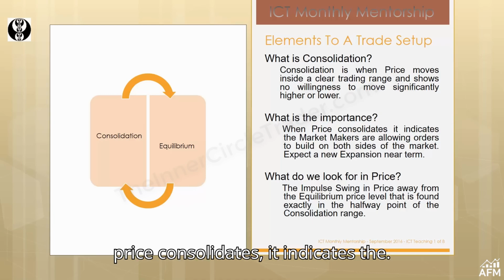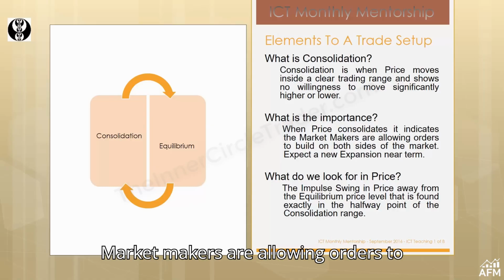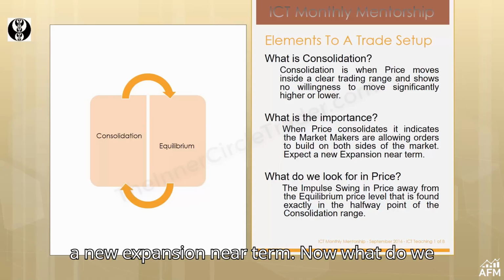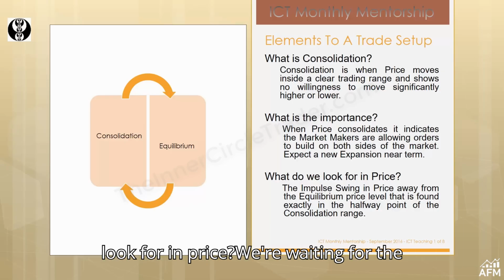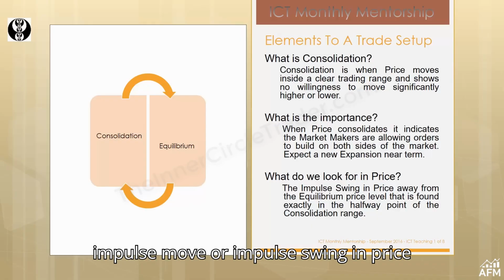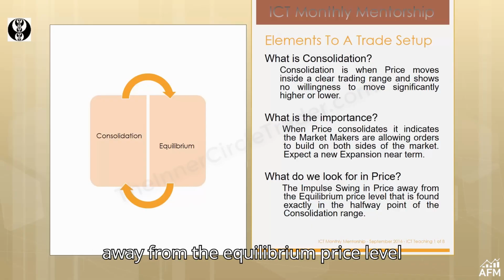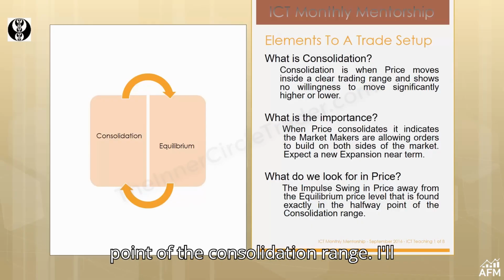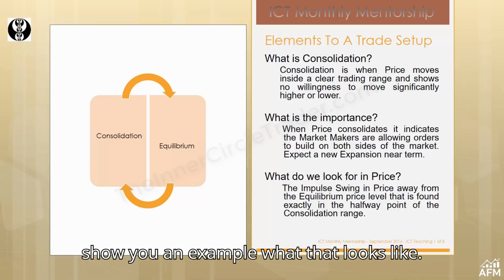When price consolidates, it indicates the market makers are allowing orders to build on both sides of the market. Expect a new expansion near term. Now, what do we look for in price? We're waiting for the impulse move or impulse swing in price away from the equilibrium price level that is found exactly in the halfway point of the consolidation range. And I'll show you an example of what that looks like.